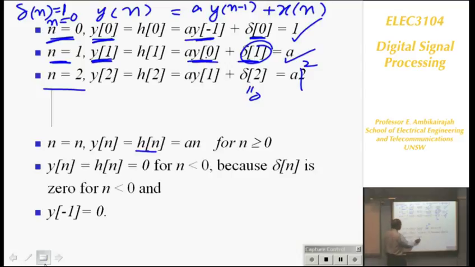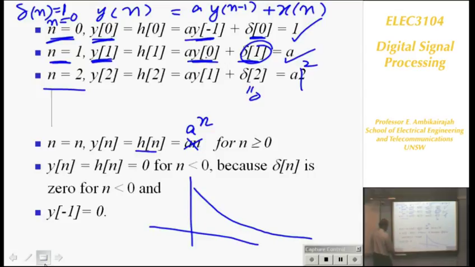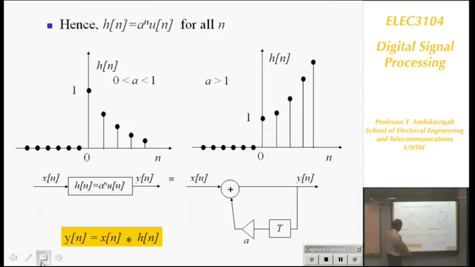And if you plot this, what will it look like? If a is less than 1, it will look like that. It will never go to 0, it will approach 0. So the impulse response of a first order system is that. So hence, hn is equal to that.